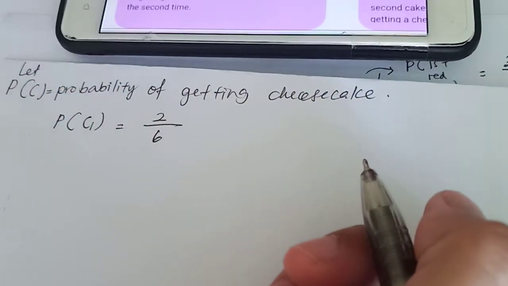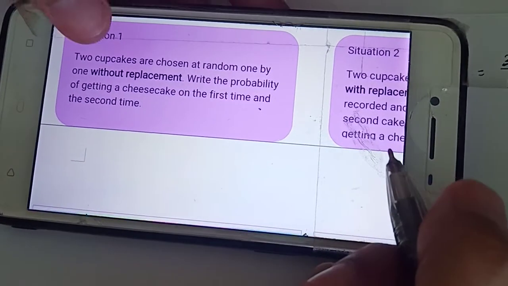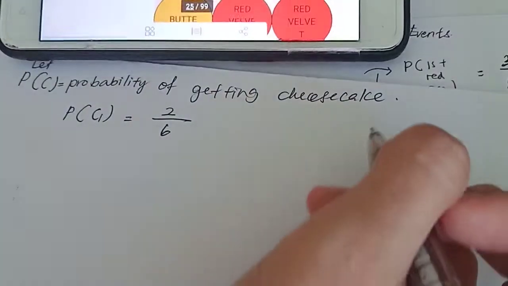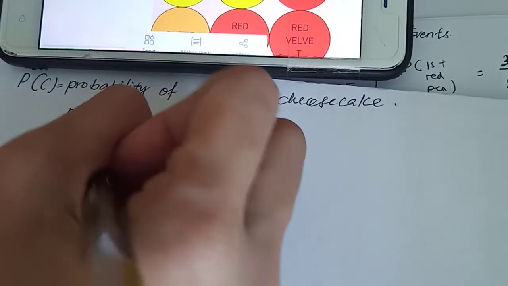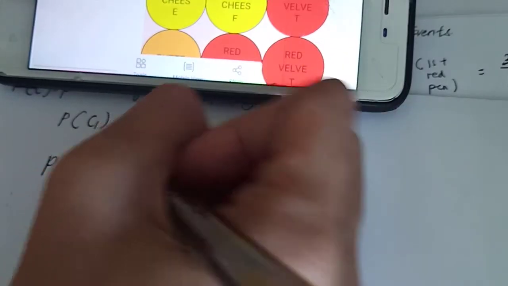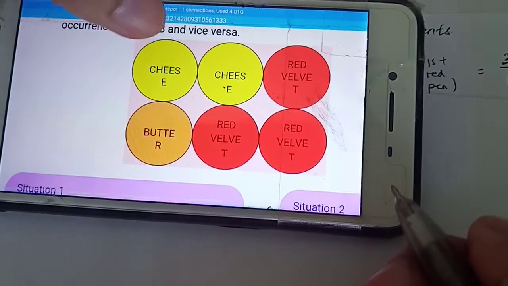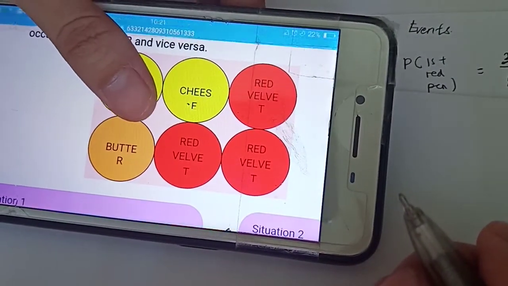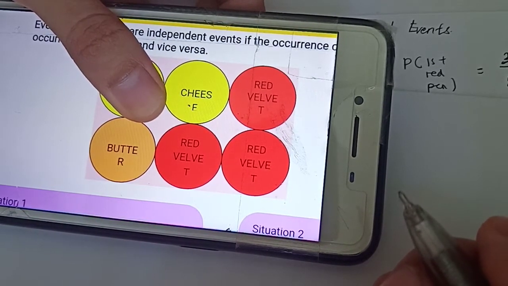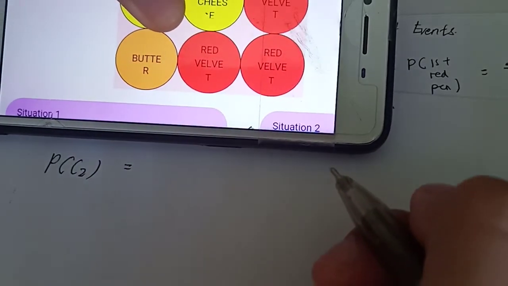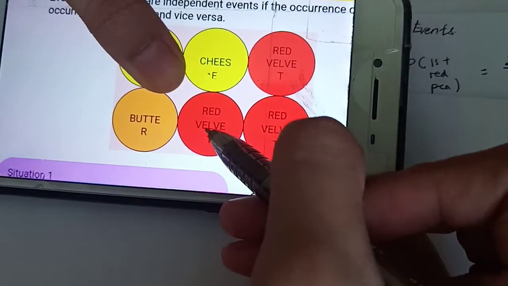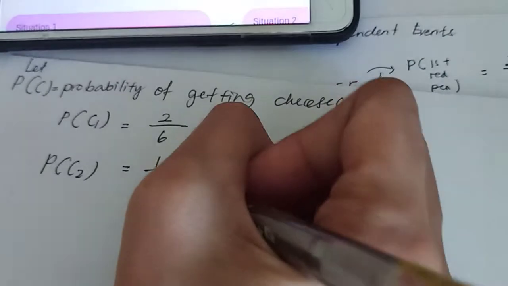Now, the first situation here is without replacement. It means after I've taken out the first cheesecake, I do not put it back. So the second time, I'm taking out another cupcake, and I want to get a cheesecake again. Initially I have 2 cheesecakes. Now I already took out 1. What's the probability of getting the second cheesecake? It will be 1 over 1, 2, 3, 4, 5. So 1 over 5.